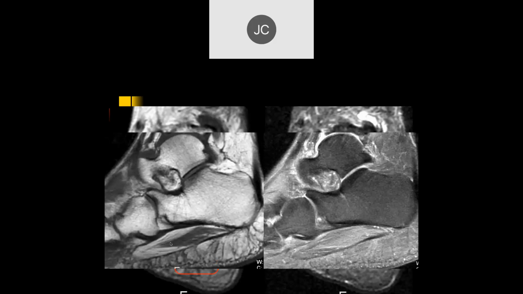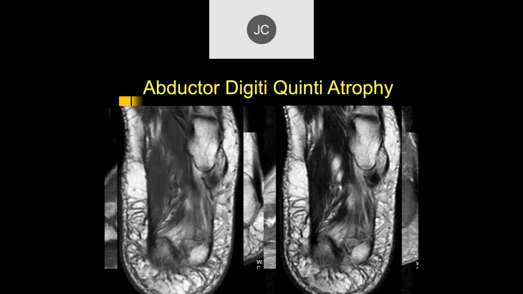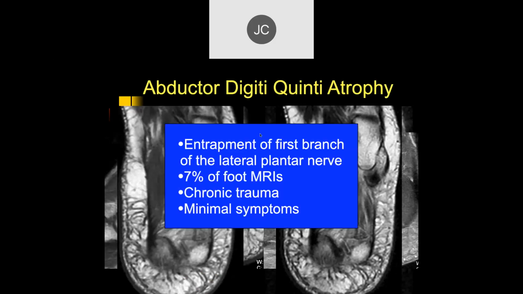And here is the fatty atrophy of the adductor digiti minimi in the sagittal plane. Plantar fascia is very normal. Or adductor digiti quinti atrophy. So it may be entrapment of the first branch of the lateral plantar nerve, which is Baxter's nerve. It's seen in about 7% of foot MRIs. Thought to be maybe due to chronic trauma, maybe due to injury to the plantar nerve. But the vast majority of these patients have no symptoms that can really be attributed to an injury in this location.